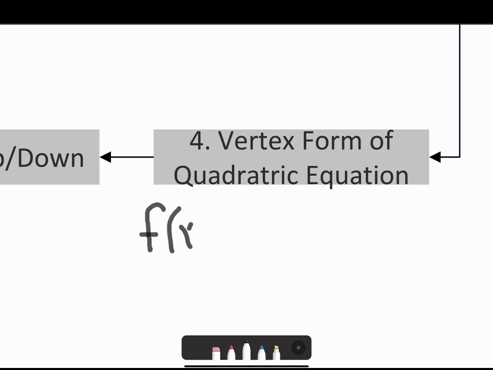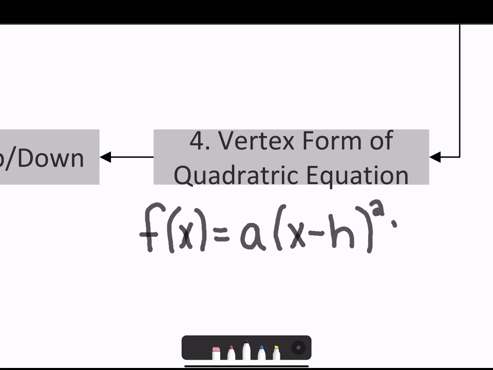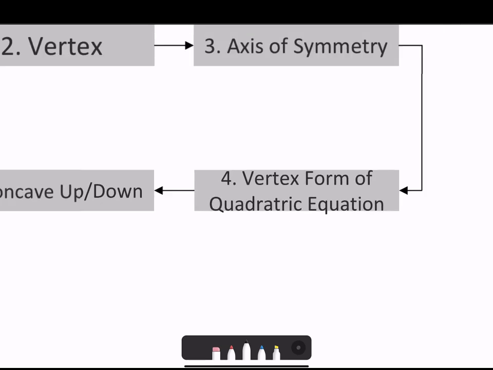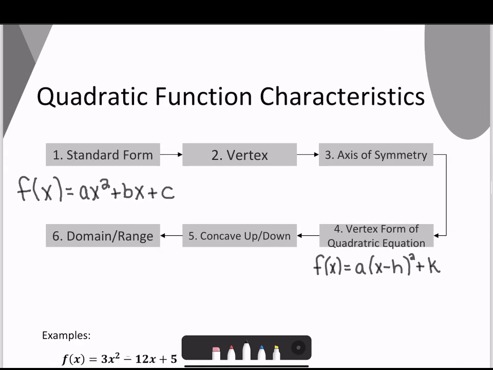I'm going to skip a few steps because I want to show you my end game. So this is kind of like your vertex form. Okay, so let me point out some stuff. The A that you see is the same A from the standard form. If you go back, it's the same A that's in the standard form. That's not going to change.